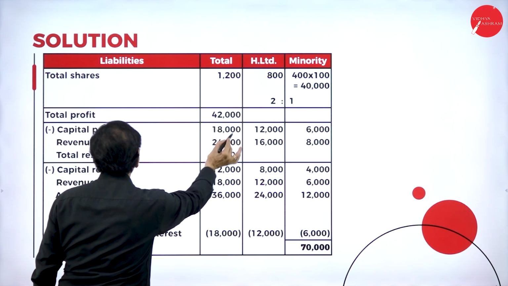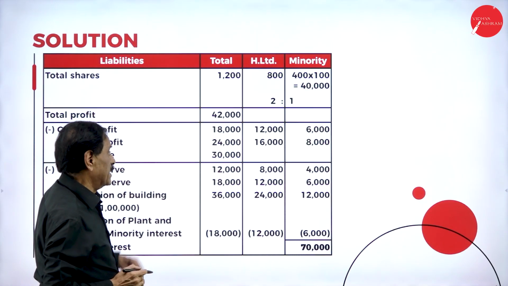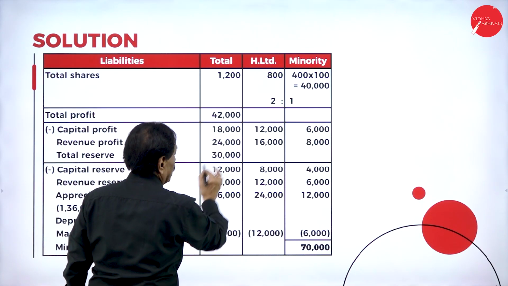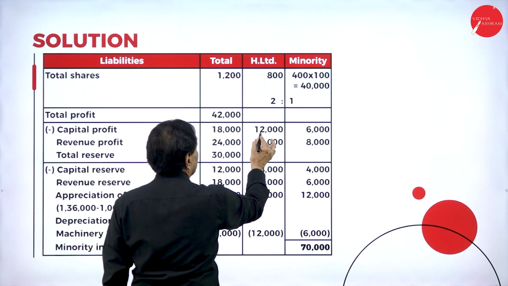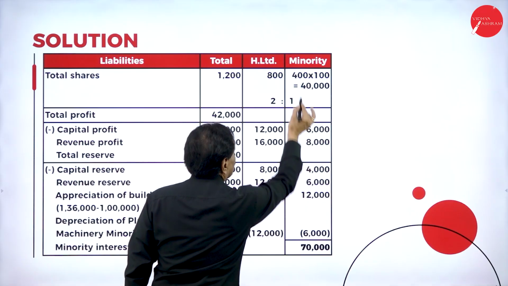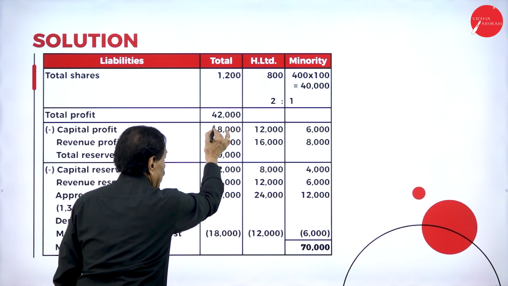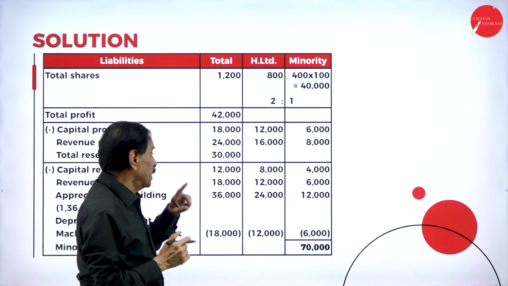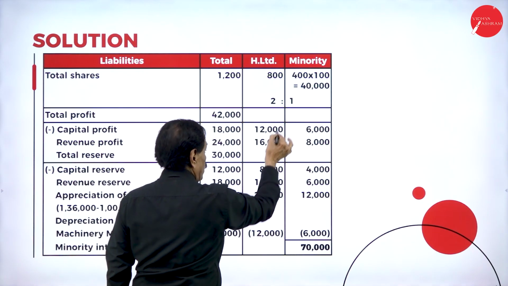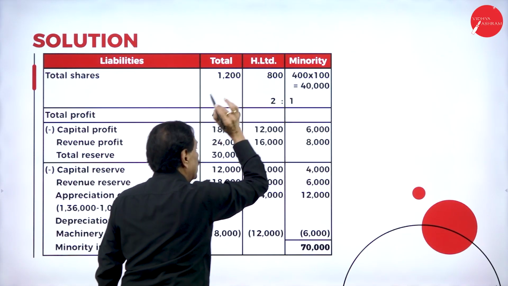Total profit is 42,000. As per the time of acquisition, we have 18,000. The difference is 24,000. If 18,000 is divided in the ratio of 2:1, 12,000 goes to H Limited, 6,000 goes to minority. Revenue profit is how much? This is capital profit, which is gone. How much is the revenue profit? 24,000. If we divide in the ratio of 2:1, 16,000 goes to H Limited, 8,000 goes to minority.